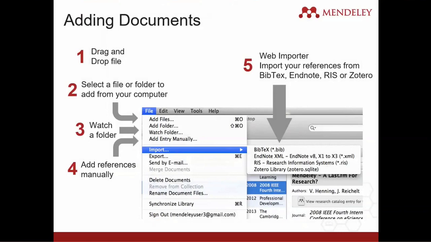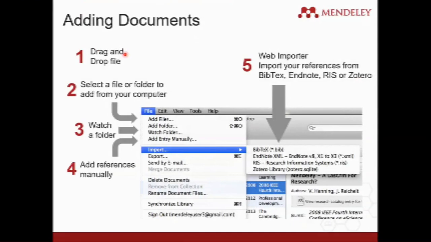Okay, so one is drag and drop, which is just dragging one file from maybe your downloads. When you have searched your article, then you download the PDF, it will go to your download folder, right? So just click, select the file and drag and drop it into Mendeley. You can also use the file menu to select from a few options.